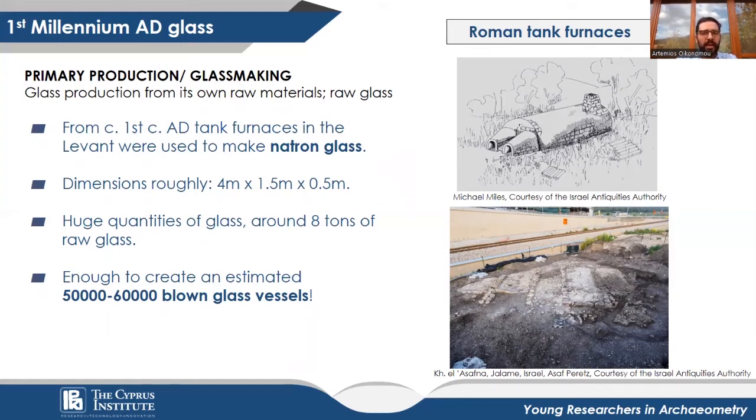The procedure to melt such a huge amount of raw materials took around a month of continuous operation, involving few people for the whole activity. These constructions were found mainly in the Levantine coast and in Egypt, which are the two main glassmaking centers of the first millennium AD. The amount of glass they produced was enough to create an estimated 50 to 60,000 glass vessels.